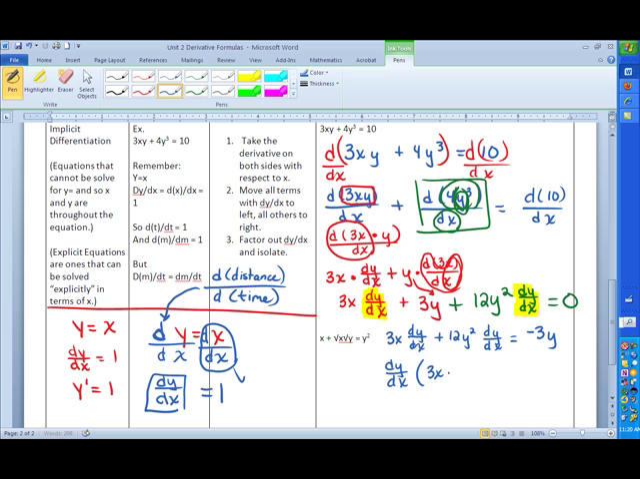And that leaves me with 3x plus 12y squared equals negative 3y. And so now I need to just divide by what's in parentheses. dy/dx equals negative 3y over 3x plus 12y squared. And I could factor out a 3 from everything and reduce, so it would be negative y over x plus 4y squared. So I factored out this 3 from everything.